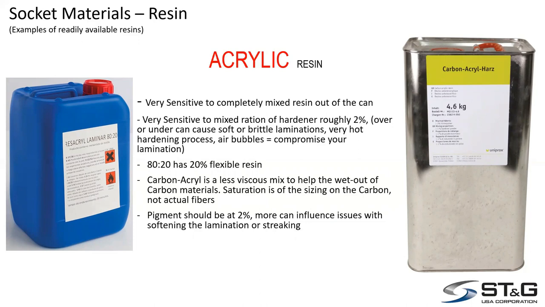Also, acrylic, or actually any resin that we use, is sensitive to the ratio that we're mixing the hardener. If you go over 2% with acrylic or under, you're going to jeopardize the finished product of your lamination. If you have too much hardener, it'll lead to a very hot hardening process, or it can induce a lot of bubbles during that hardening process as well. We've all had the issue of getting bubbles in our laminations, and usually it's when we're rushing to get this lamination done. So measure everything out, get a scale, use the scale.